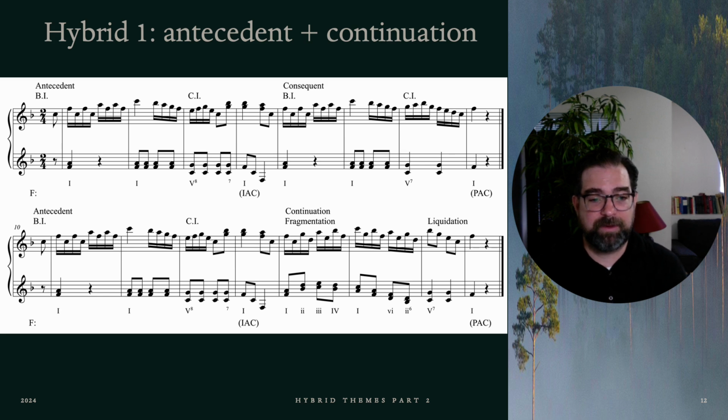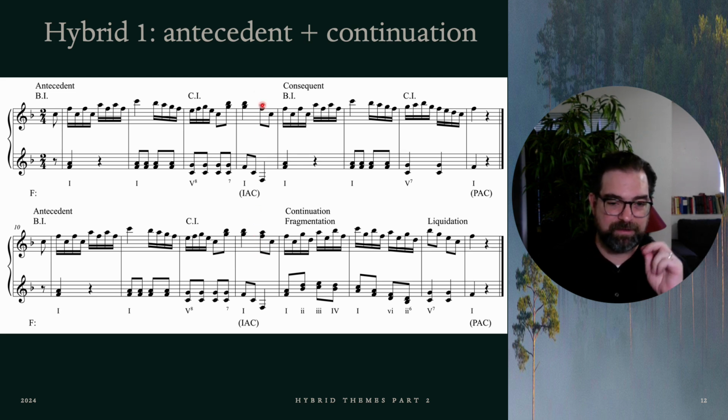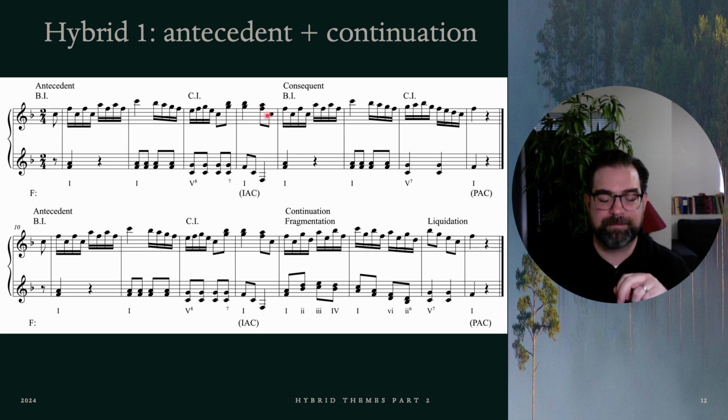All right, so here is an example of hybrid 1. So it has an antecedent plus a continuation. If we look at this, the first 4 measures, they are identical. Everything's exactly the same because we still have an antecedent phrase, basic idea, contrasting idea, weak cadence. So we have an imperfect authentic cadence here. Why is it imperfect? Because of that A. It's a 3rd scale degree. It's not an F. Also, metrically, it's on a weak beat, but that by itself wouldn't make it imperfect.